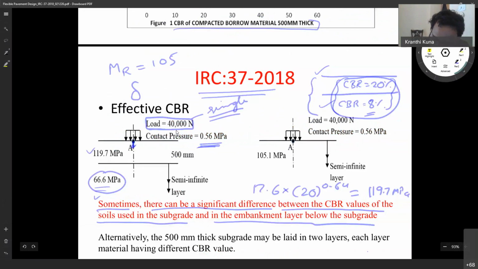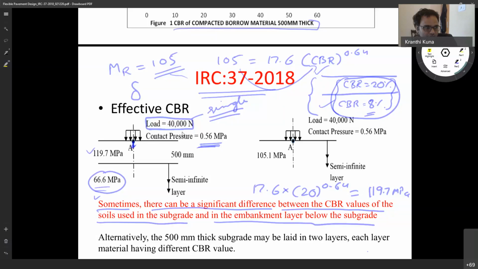Okay, for 105 MR, what would be the CBR? You again take 105 equal to 17.6 multiplied by CBR power 0.64. Okay, so then you can determine the CBR and you will get the effective CBR. This is how we calculate the effective CBR if we are using two different materials.